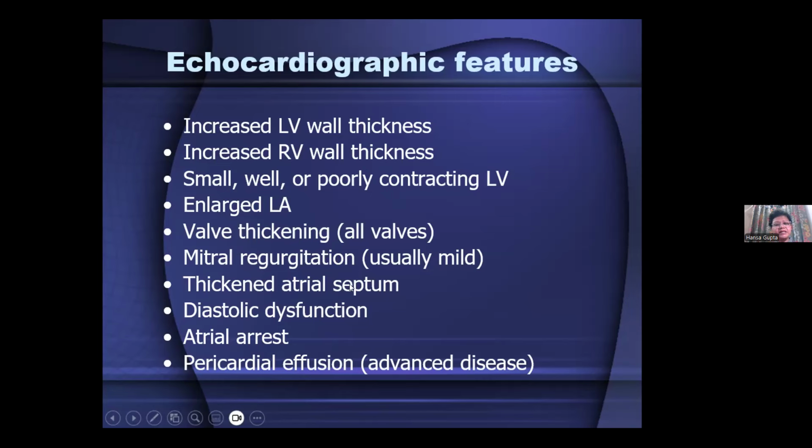There's a thickened interatrial septum. So when it is more than 2 millimeter, generally the interatrial septum is called as thickened. There can be diastolic dysfunction, I mentioned, atrial arrest. We'll discuss it later. The A waves are not seen despite the normal ECG. The pericardial effusion is noted in the advanced disease. Okay, in HCM, the pericardial effusion is not common. So since this also presents as thickening of the myocardium, we need to understand how will you differentiate it from the hypertensive cardiomyopathy.